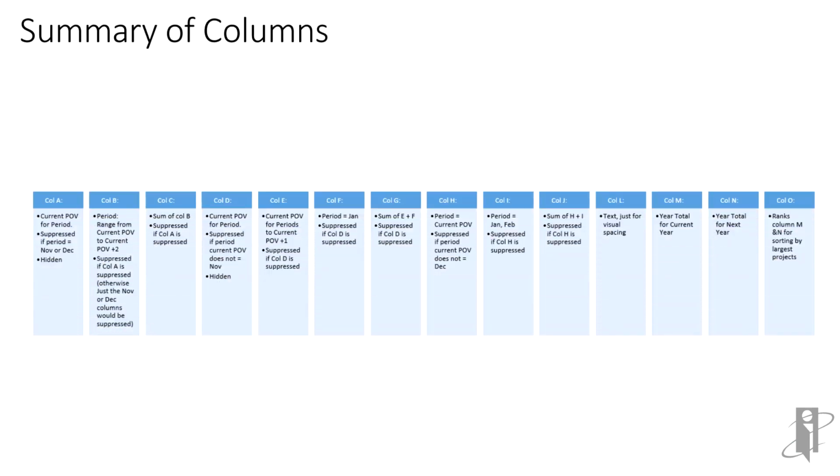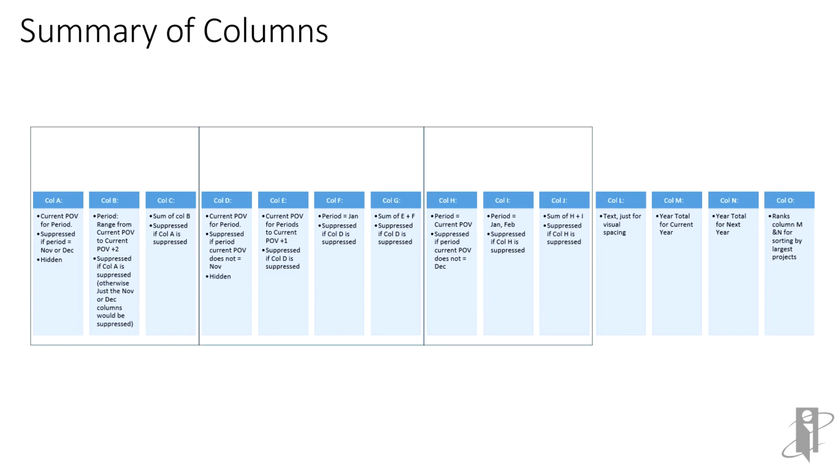All right, now it's time to bring it all together. What I've done here is laid out all of the columns and broken it into 3 sections based on what period the user selects. So if the user selects any time between January and October, Column A is hidden, and it's a test for November or December for suppression. Column B is the range, the current point of view to the current point of view plus 2. Now we couldn't do the suppression here because if the user had selected October, November and December would be suppressed. And column C is just the total of those two.